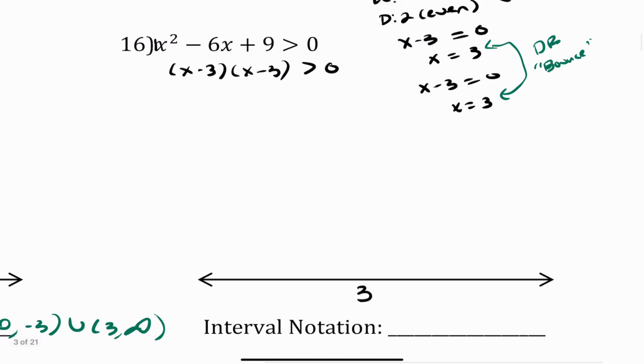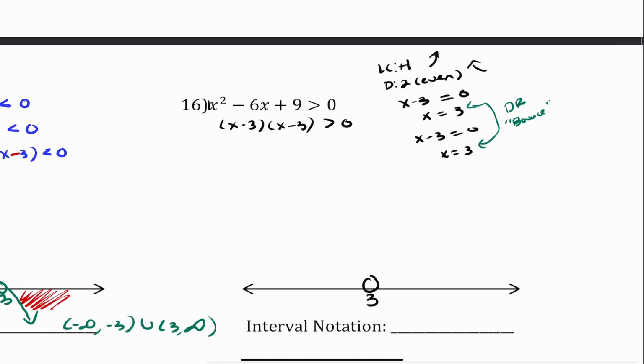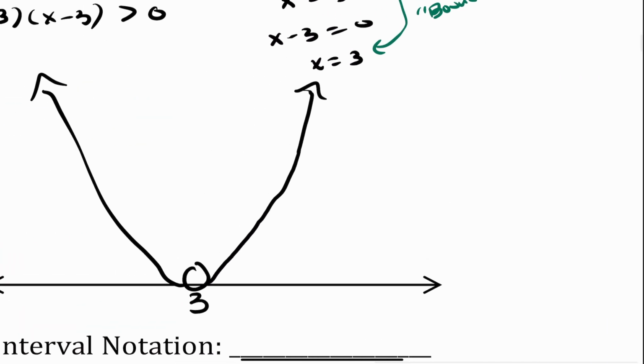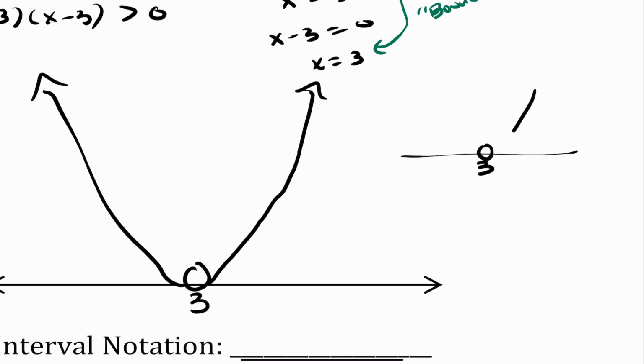So what do we do? Our critical point is 3. It is an open dot. We are going to start top right. So as I approach 3, it is going to bounce just like that. It is not going to cross the x-axis whatsoever. Okay, so let's see that again. So here's 3. It's an open dot. It should look like that. It is not going to cross the x-axis.